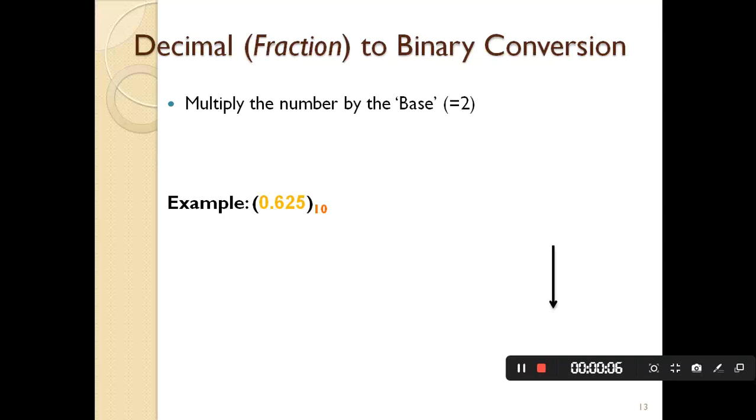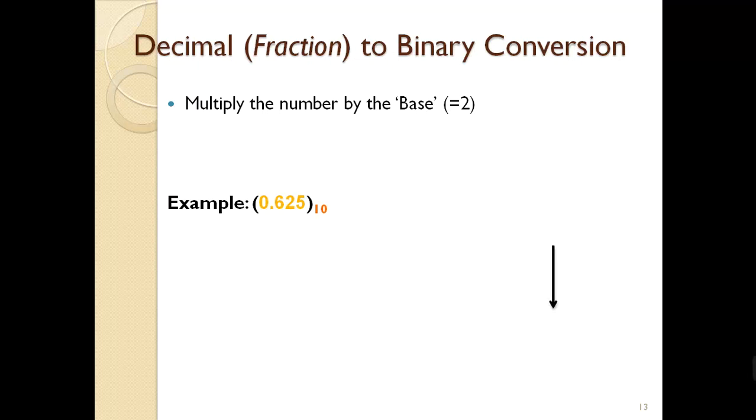So this is decimal fraction to binary conversion. Before, for the decimal integer to binary conversion, you divide the number by base 2. Now you multiply the number by base 2. Okay, now one example: 0.625.